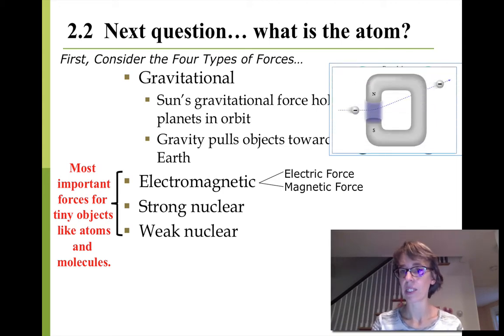A magnetic force is slightly different, and a magnetic force applies to a charged particle moving through a magnetic field. If you have a horseshoe-shaped magnet like this and a charged particle going through, its trajectory is going to be deflected by that magnetic field.